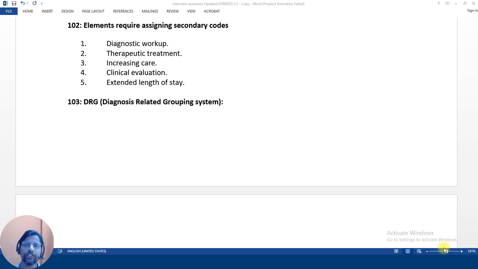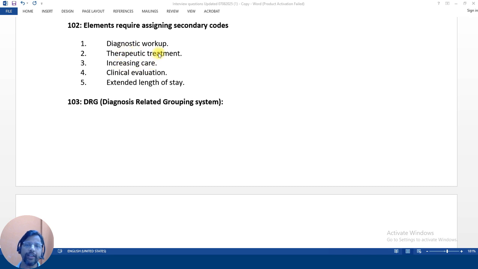So whenever you want to code secondary diagnosis codes, you need to check for that condition whether the patient has had any diagnostic workup, whether the patient has had any therapeutic treatment, or whether this condition is increasing the patient's inpatient stay, or whether this condition is increasing the care, or whether this condition has any clinical evaluation by the physician, or it may extend the length of stay of the patient in the inpatient setting. Okay, so then only you can code a secondary code. Okay, so these are the criteria.